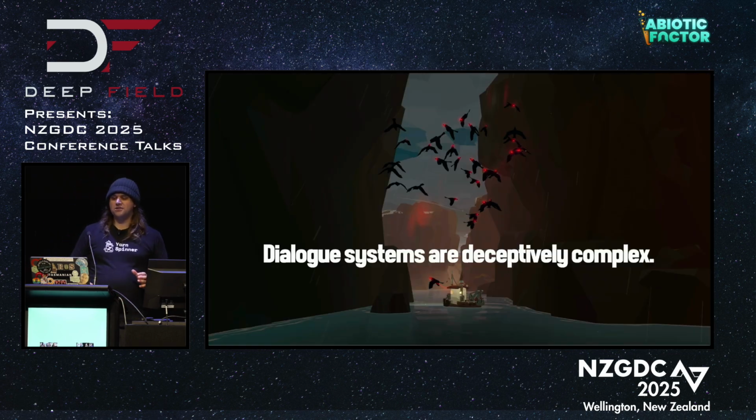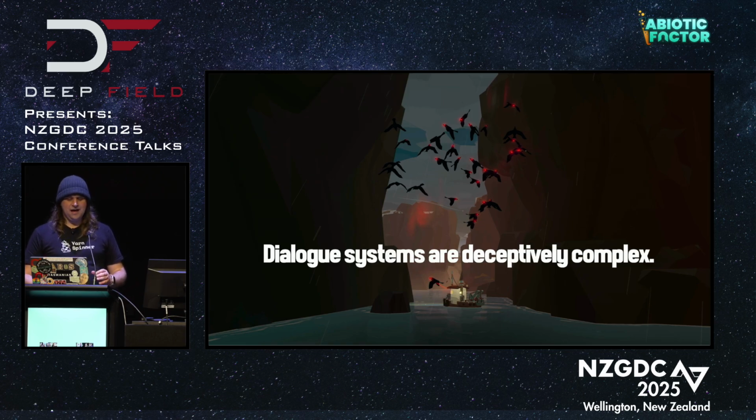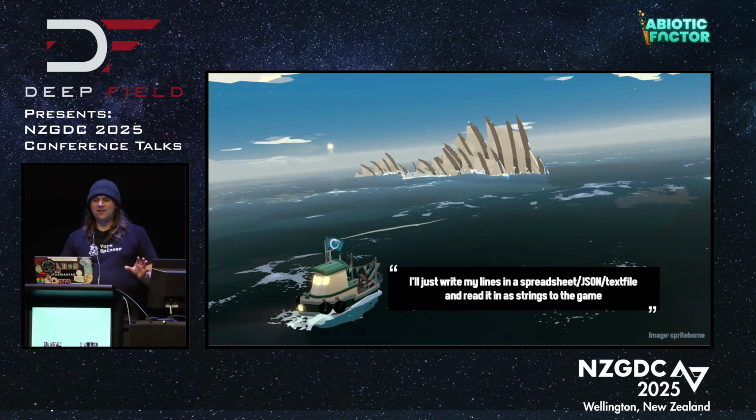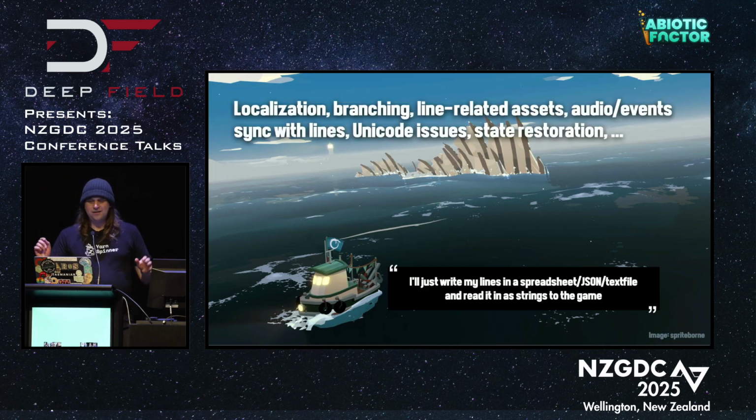Now, a dialogue system is deceptively complex. You wouldn't write your own renderer or your own sound system for your game, but a number of game developers go, well, how hard could it be? I'll just write my lines in a spreadsheet, or maybe a JSON file if I'm feeling spicy. But that means that you're not prepared for a whole bunch of consequent issues, like localization. How do you handle branching? How do you handle assets tied to lines? How do you handle events tied to objects tied to lines? How do you handle Unicode issues related to multiple languages? State restoration, it gets wacky.